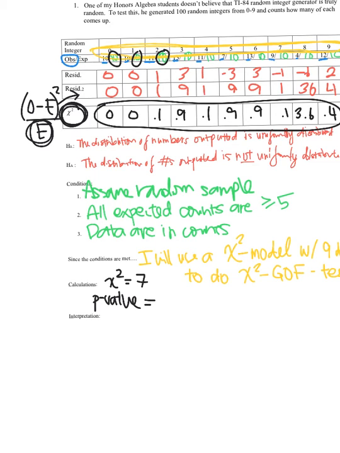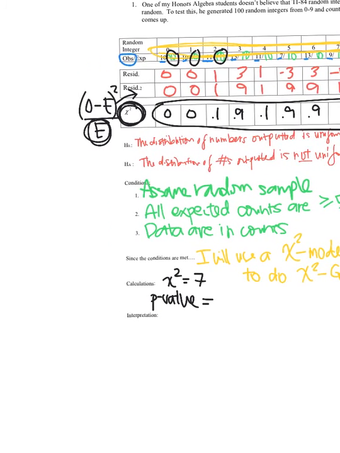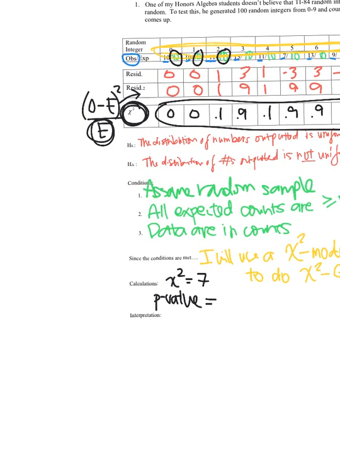Okay, so to find our p-value, I'll do this on the side here. What I'm doing is taking that chi-square model with 9 degrees of freedom. My chi-square is 7, and I'm finding that area to the right to find my p-value.